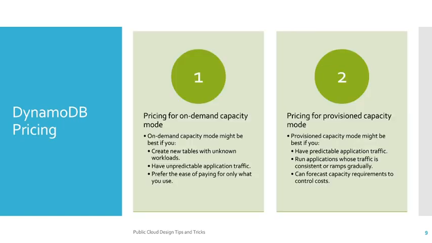Now the final part, the DynamoDB pricing model. DynamoDB offers two types of pricing model. One is pricing for on-demand capacity. Second is pricing for provisioned capacity mode. When to use on-demand capacity mode? When you want to create new tables with unknown workloads. You are not very sure about what your table capacity or size should be, and that is completely unknown. In that case, you can think about this pricing model.